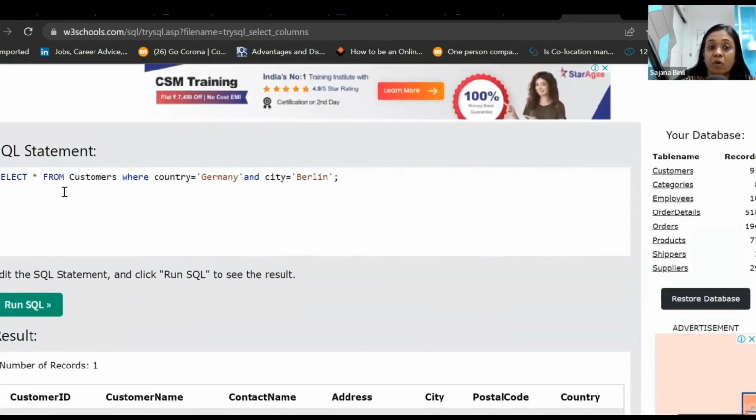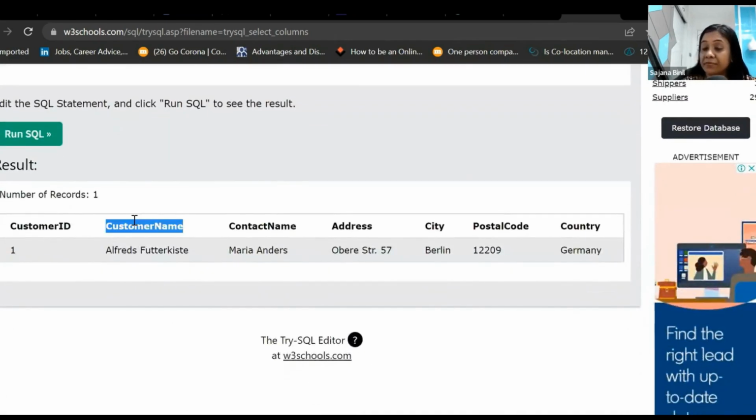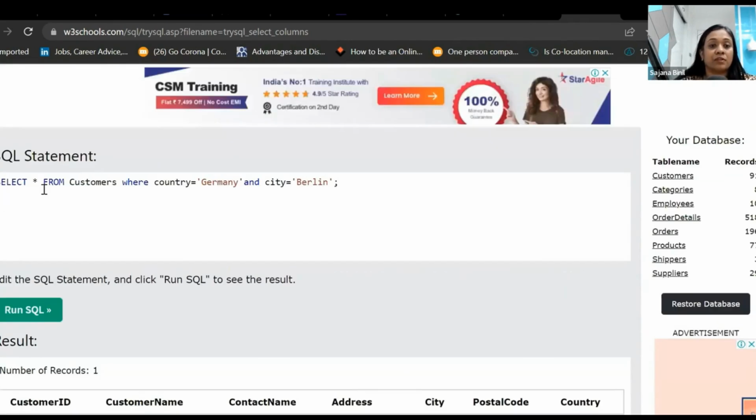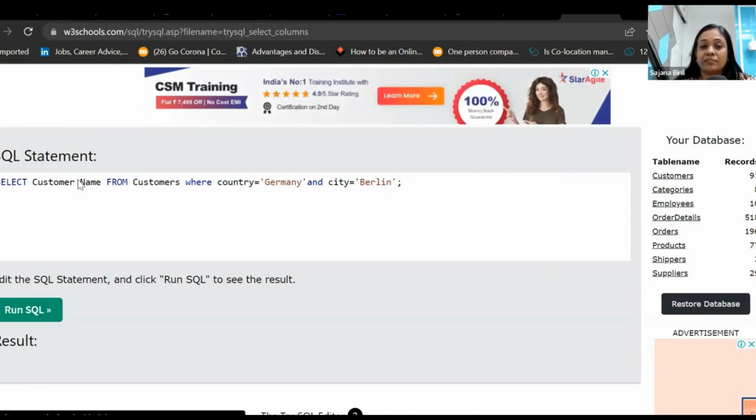Also, if you give the name of a wrong column name, suppose instead of asterisk, I give customer name here and I give a space, it gives me an error: no such column. So it has to exactly match whatever is the name in the data. Everyone got it? It's a good tool to play around and see your output.